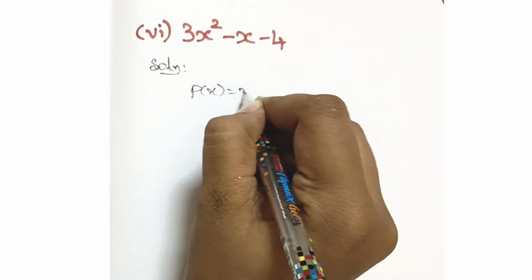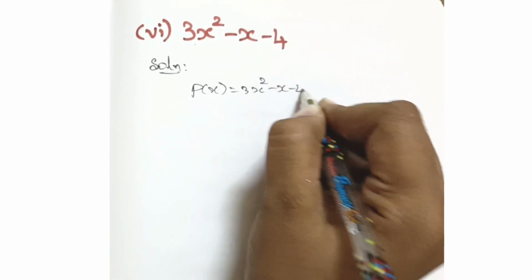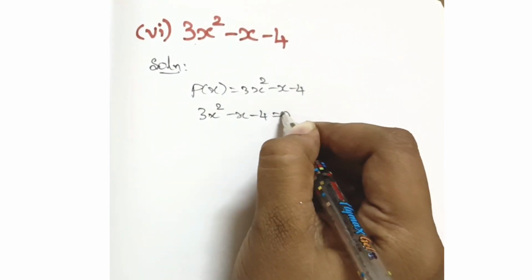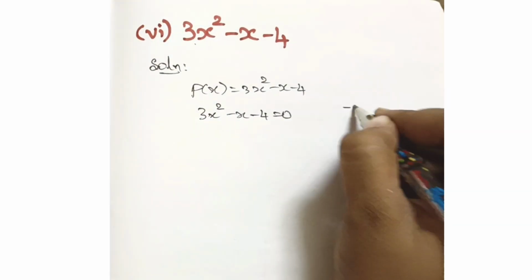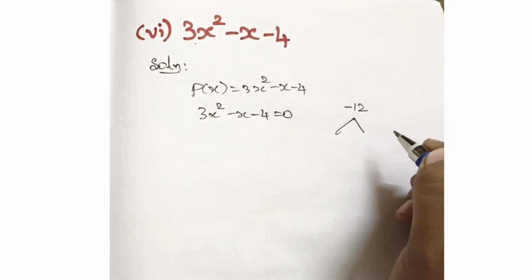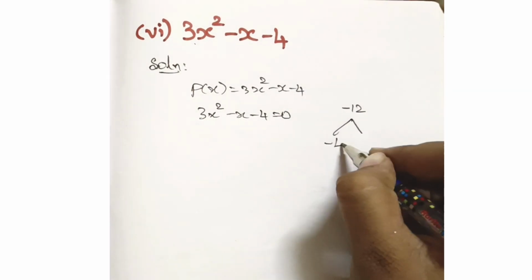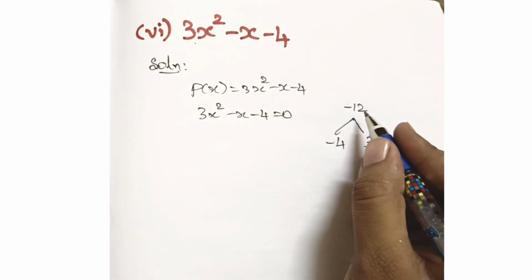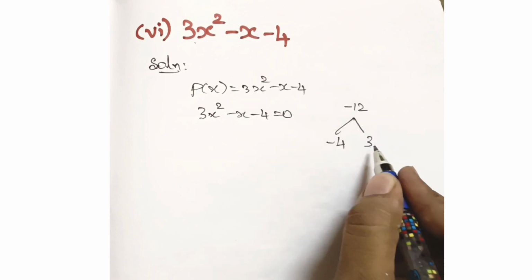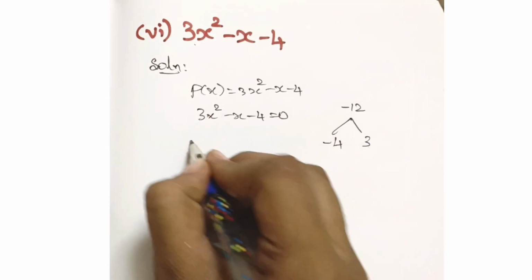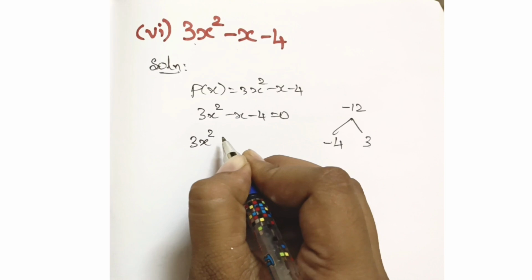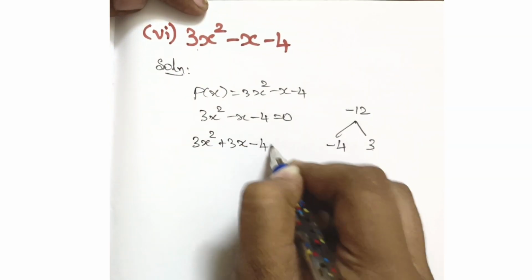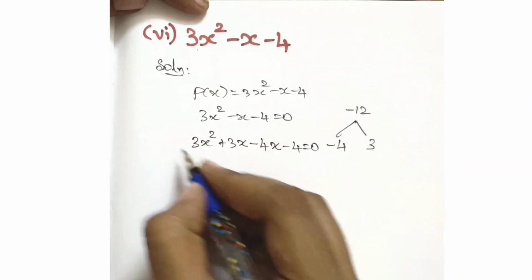We have p of x equal to 3x square minus x minus 4. Equate this polynomial to 0 to find zeros. 3 into minus 4 is minus 12. So what are the numbers? Minus 4, 3. When we multiply minus 4 into 3, we get minus 12. When we add them, we get minus 1. So split the middle term into plus 3x minus 4x equal to 0.